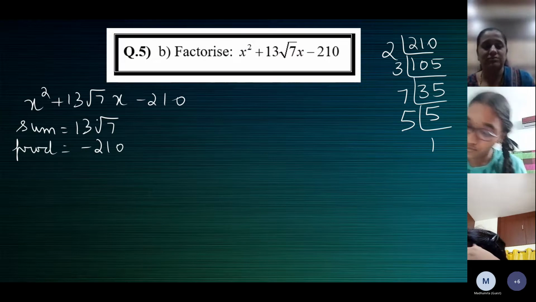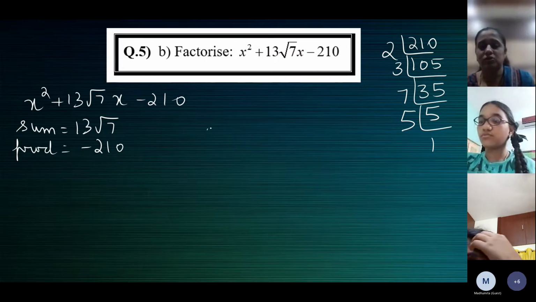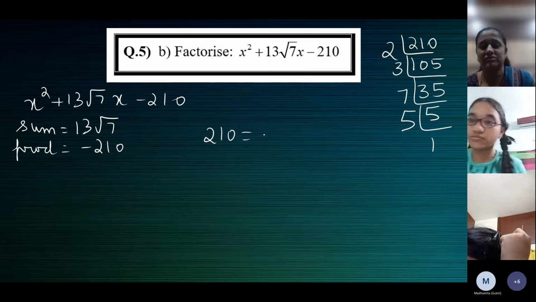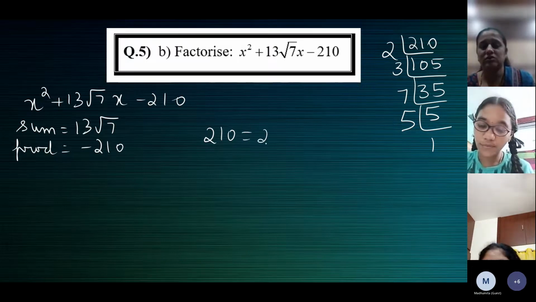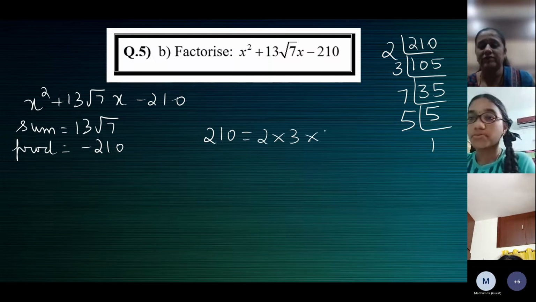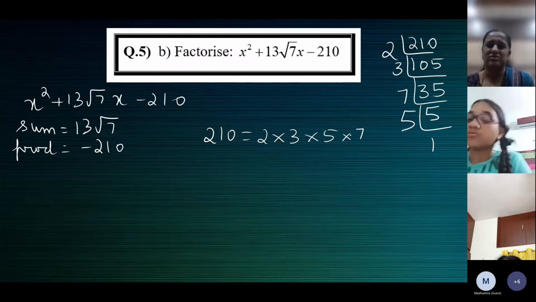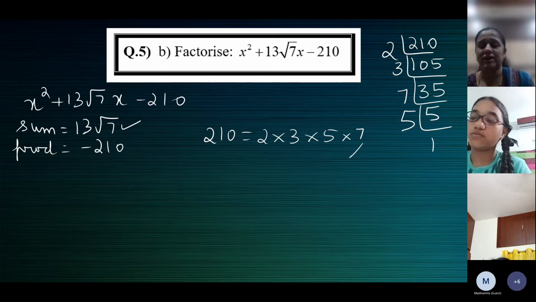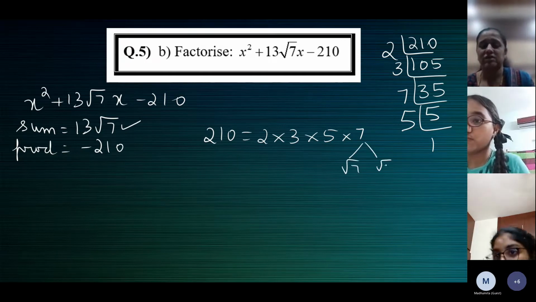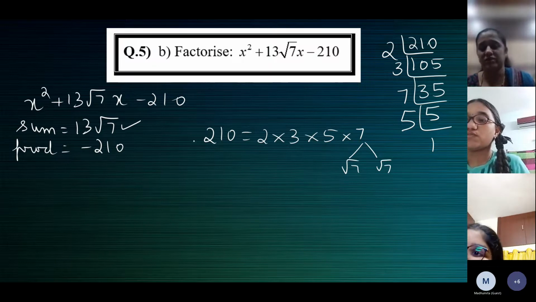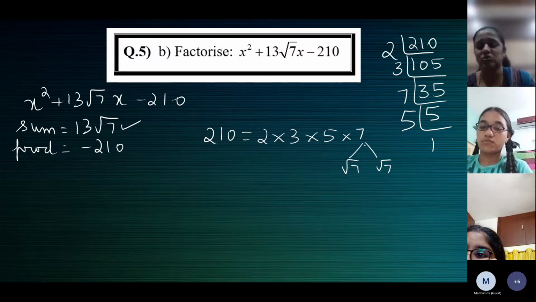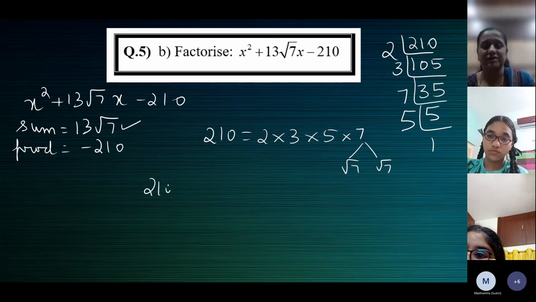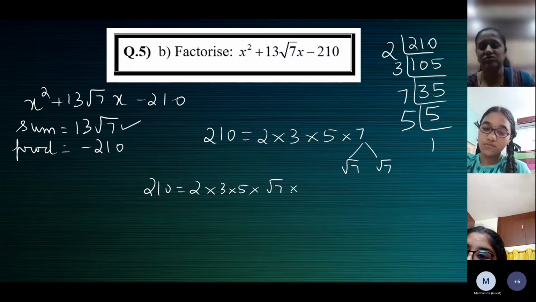So children, these are the numbers, all right. So we have 210 is equal to, please listen to me, all of you, 2 into 3 into 5 into 7. Any order you can write the factors. Now, since the sum has root 7, we need to write 7 as root 7 into root 7, because we need to get the sum as 13 root 7. So 210 can be written as 2 into 3 into 5 into root 7 into root 7.